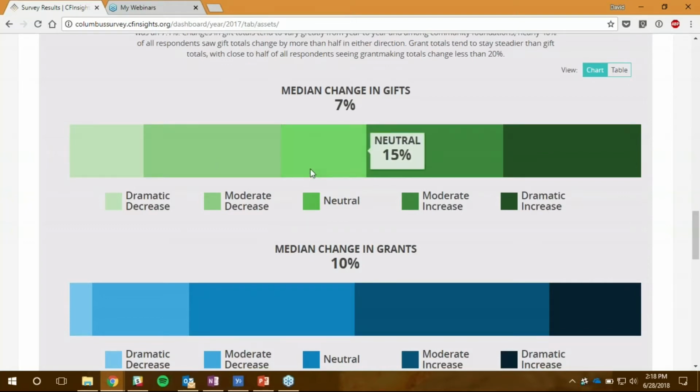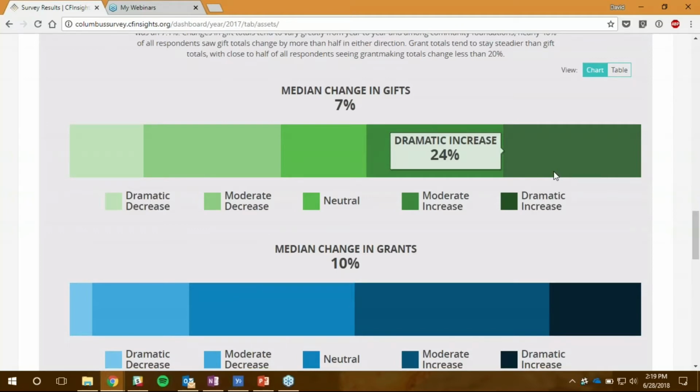So a relatively few number of respondents saw what we call a neutral change, which is plus or minus 10% in gift totals. But as you can see, as I mentioned, there's fairly even spread across all of the different degrees. One thing I do want to mention is that a fairly significant portion of our respondents did experience a dramatic change in one direction or the other, 37% total. So as I mentioned, plus or minus more than 50%.